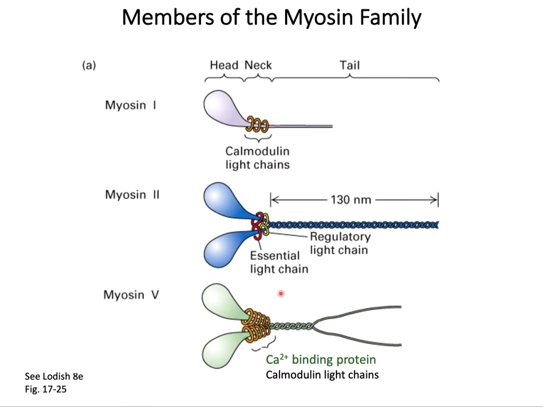Myosin 5 is similar to myosin 2, in that it is made up of 2 heavy chains, as shown here. You can easily see the tail domain and a series of light chains. Many of the light chains associated with myosin 5 are calcium binding proteins such as calmodulin, and the association of calcium is important in the function of these motor proteins.